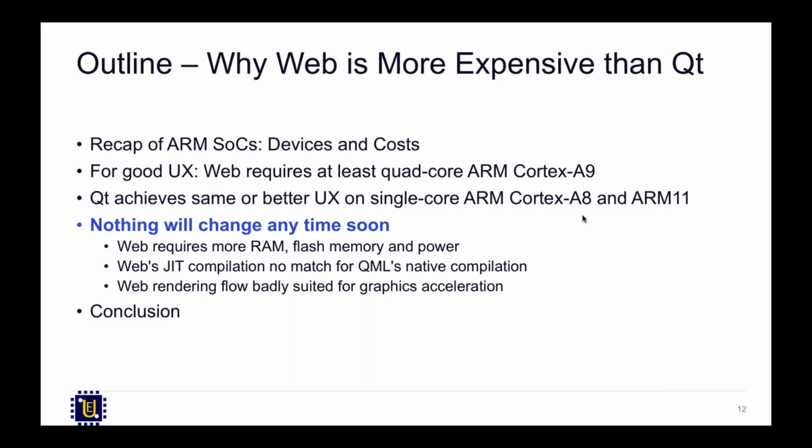By now it should be pretty clear, and I hope it's a solid argument so far, that for web you require at least a quad-core Cortex A9. With Qt you can achieve the same thing on cheaper and less powerful hardware. And now, how will things look, say, in 3 or 5 years?